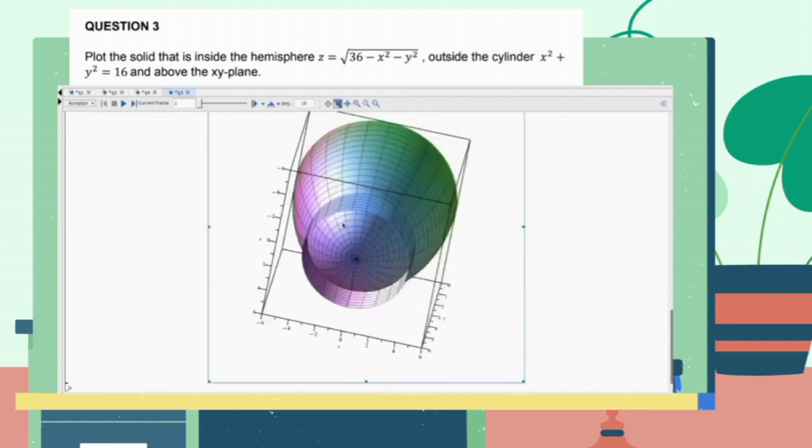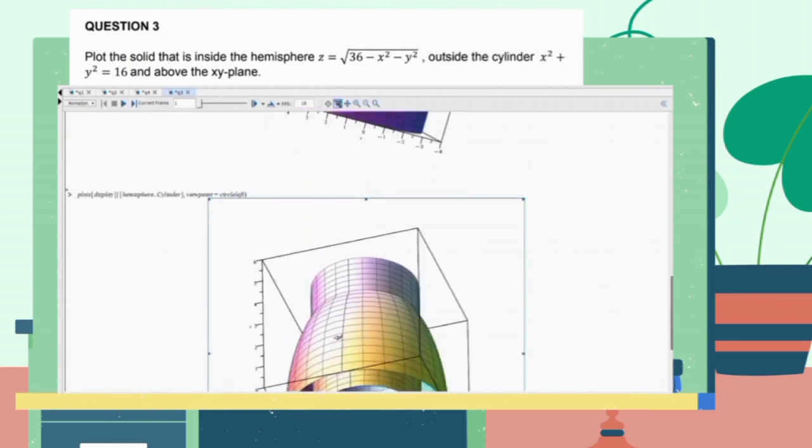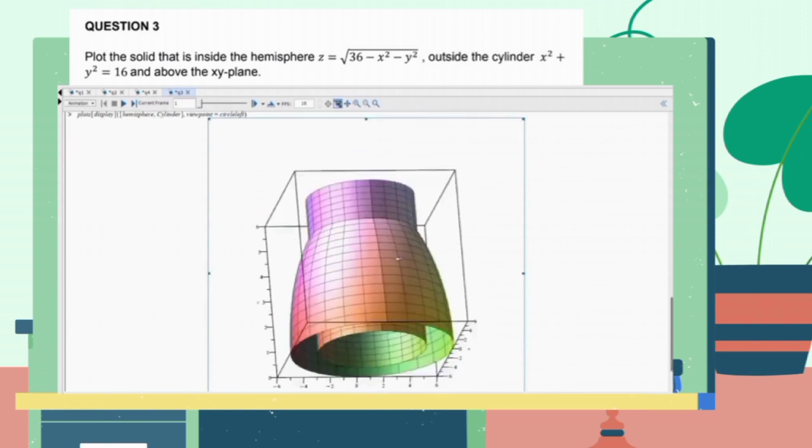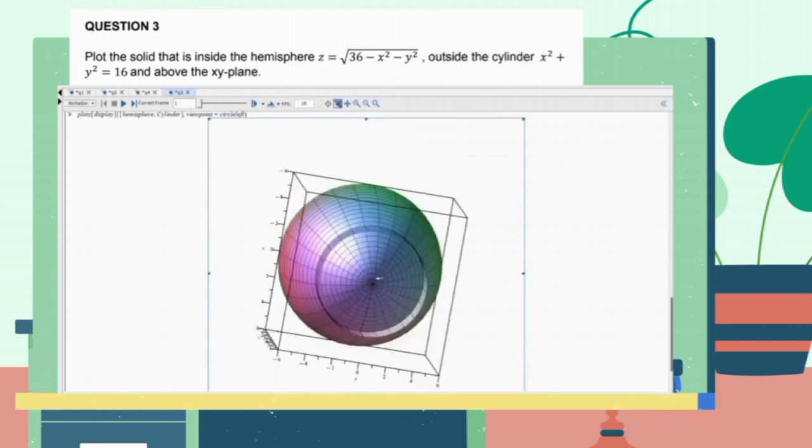And then since the question wants us to plot the solid inside the hemisphere, outside the cylinder, and above the xy plane, we can get this by plots display hemisphere, cylinder, viewpoint equal to circle left, and then we get this solid.